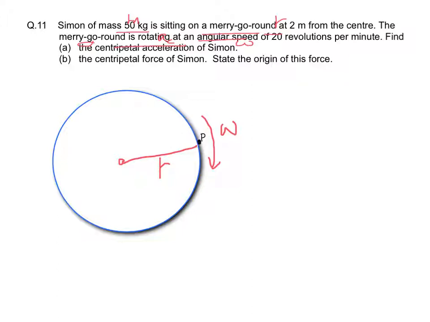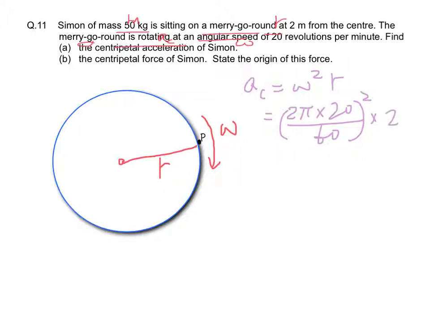By definition, centripetal acceleration equals omega squared r, which is equal to 2 pi times 20 over 60, squared, times 2, equal to 8.77 meter per second squared.